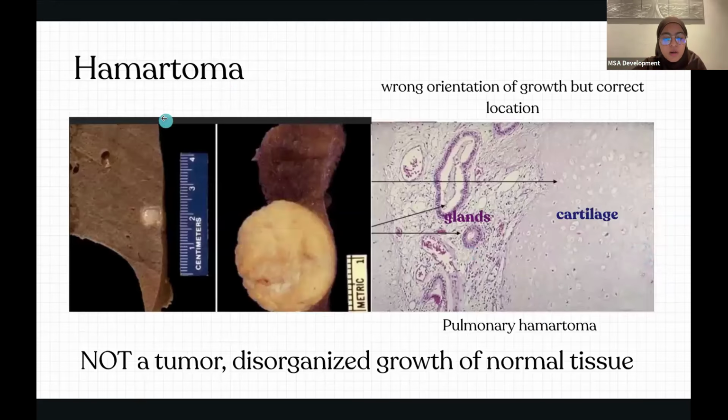Hamartomas are not a tumor, but they're a disorganized growth of normal tissue. What does that mean? So hamartomas are in the correct location, but they're a bit confused. They grow in the wrong orientation. So normally, in the lungs, in the trachea, for example, you would want the cartilage to be out and the smooth muscle to be inside. Hamartomas get a little bit confused. They do the opposite. So as you can see here, the cartilage is on the inside and the glands are on the outside. So wrong orientation of growth, but correct location. You can see here macroscopically, hamartomas are white. They kind of look like cartilage.